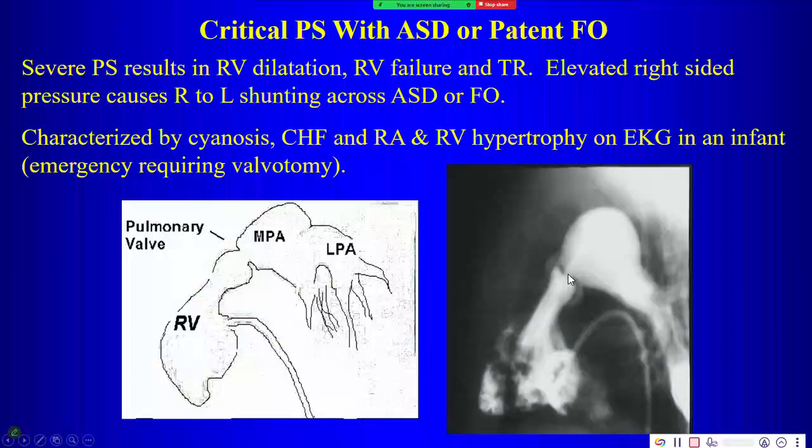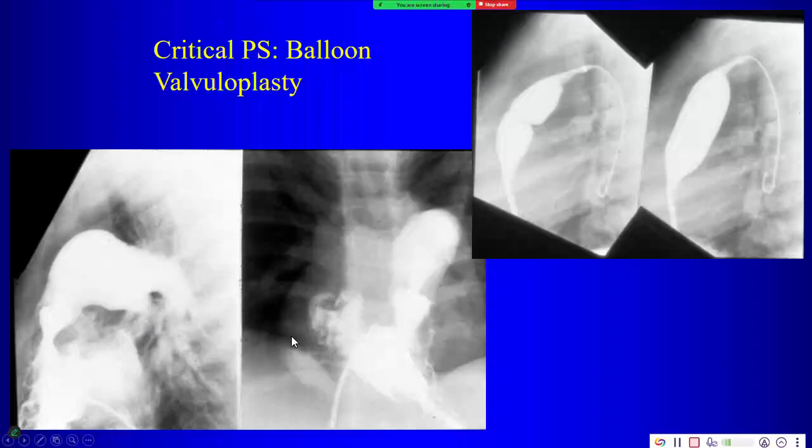If there is severe pulmonary valvular stenosis with an ASD or patent foramen ovale, that can also result in right to left shunting through the atrial septum. That might also result in right ventricular hypertrophy and cyanosis in an infant. And the treatment for that is they balloon the pulmonary valve to open up the pulmonary valve.